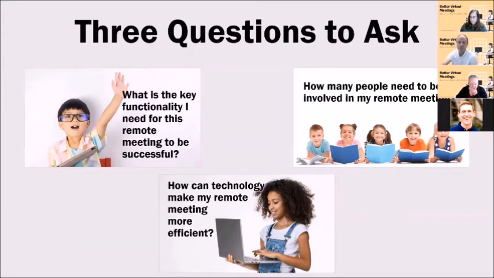The first one is, what is the key functionality I need for this remote meeting to be successful? Second, how many people need to be involved in my remote meeting? And 3, how can technology make my remote meeting more efficient?